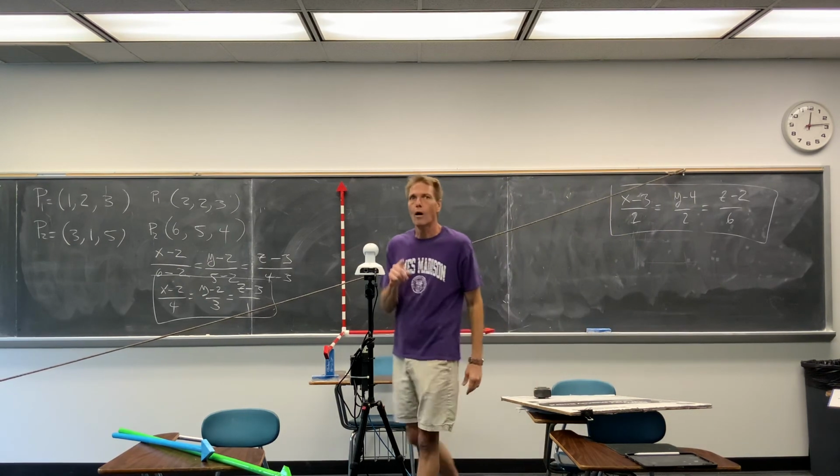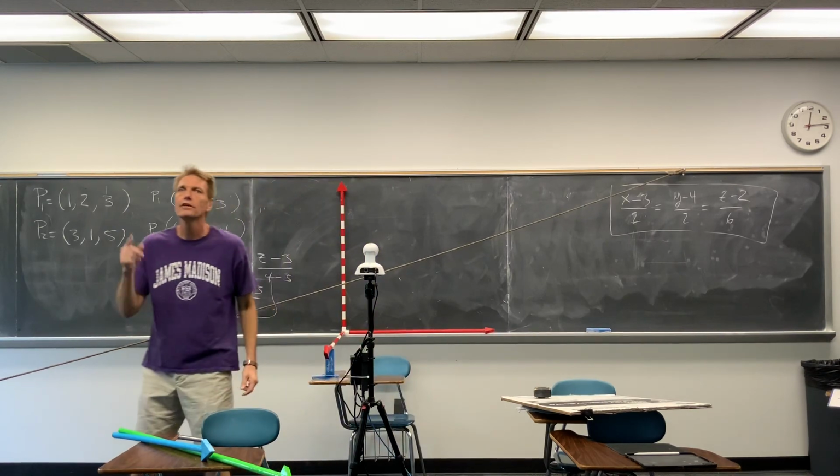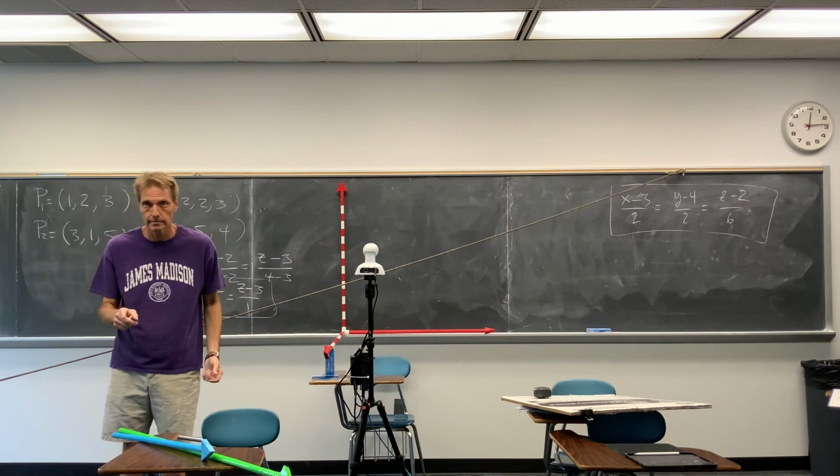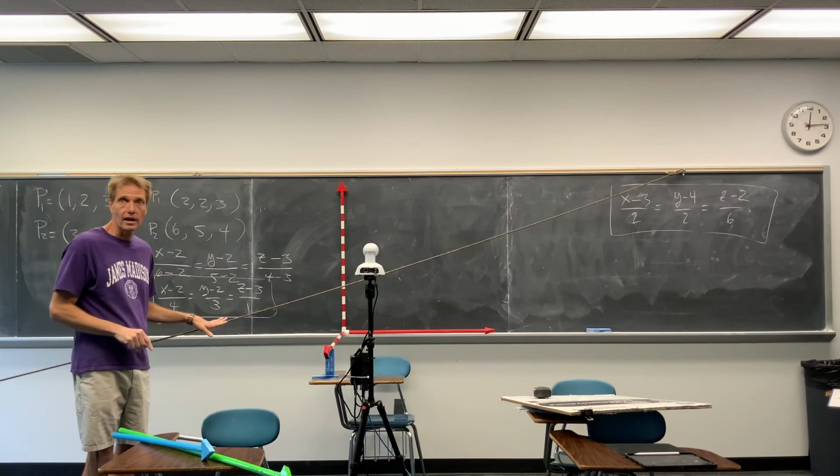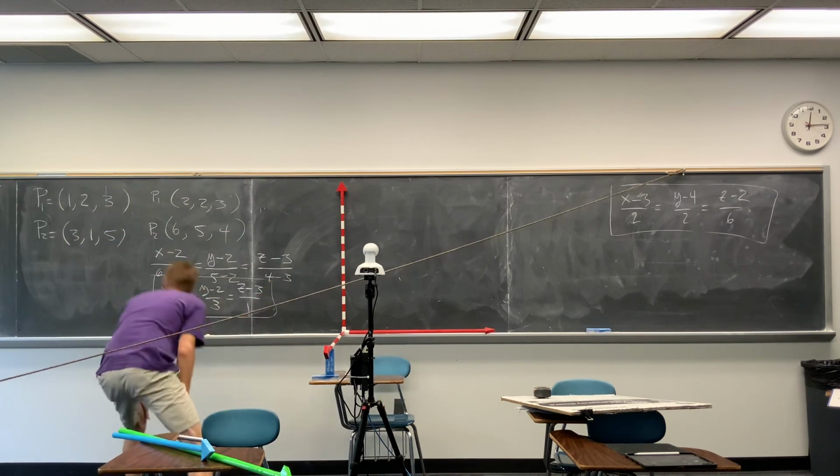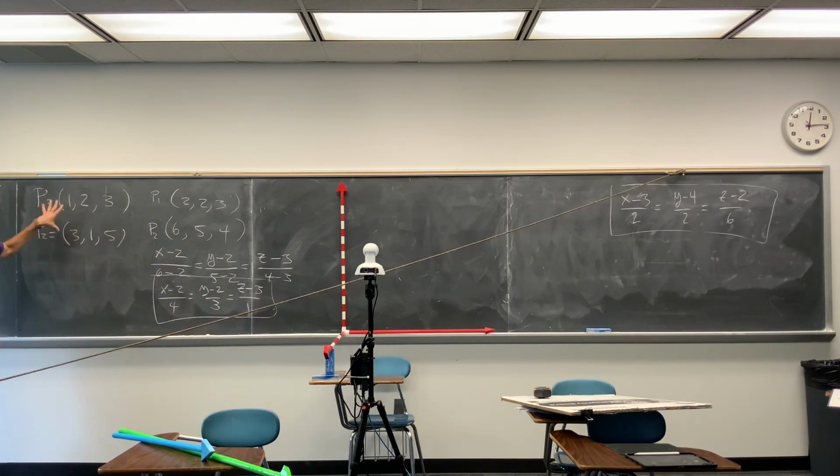Okay, so now I'm going to talk about how to find the vector form of a line. I could pick 2 points. In fact, I have 2 points here. What are my 2 points?